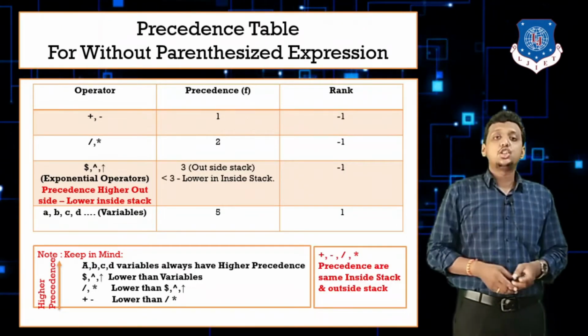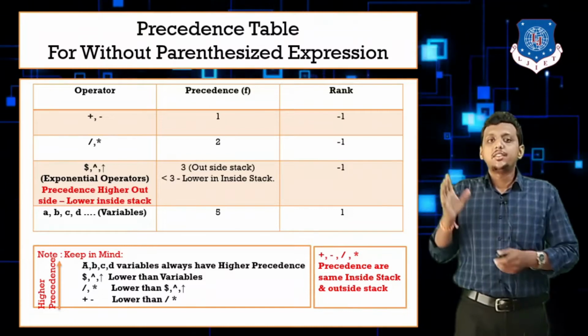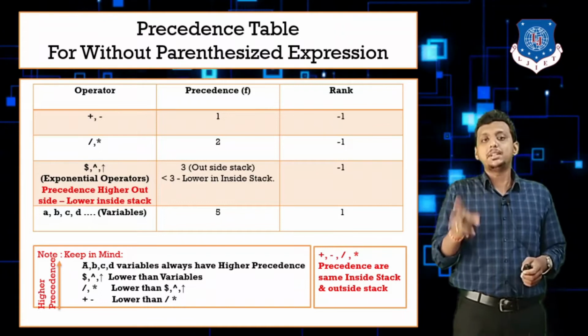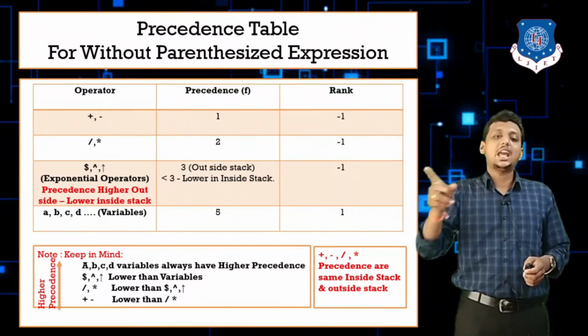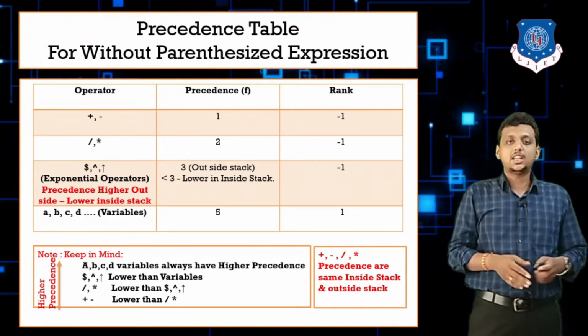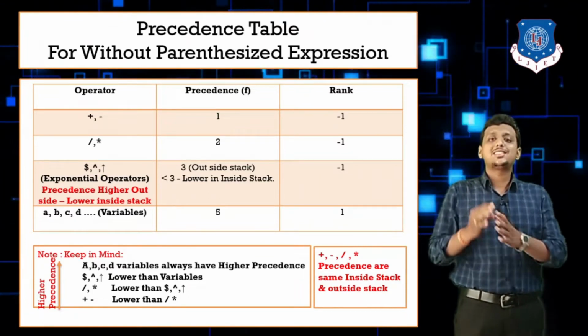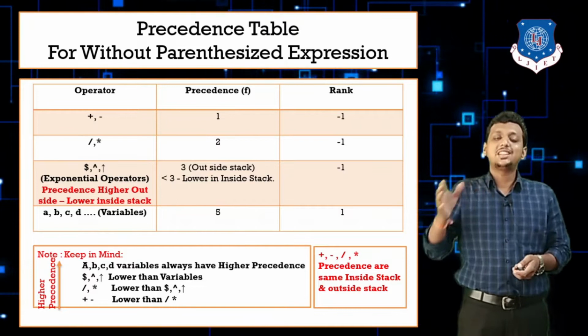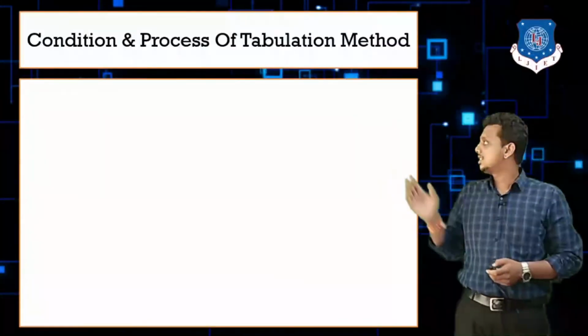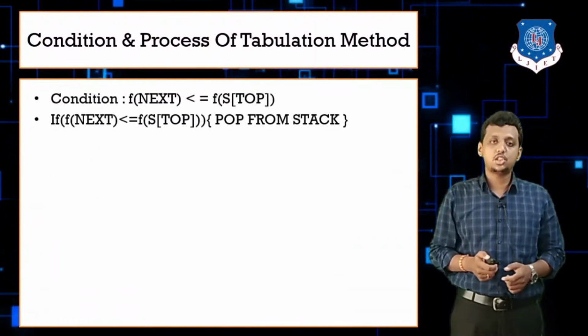The next thing you need to learn about is that plus, minus, division and star have the same precedence inside the stack and outside the stack. Why am I saying this? You already know that the dollar arrow has different precedence inside the stack and outside the stack. So here are some calculations and process by the tabulation method.